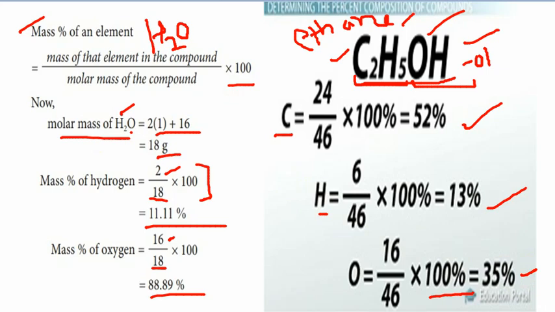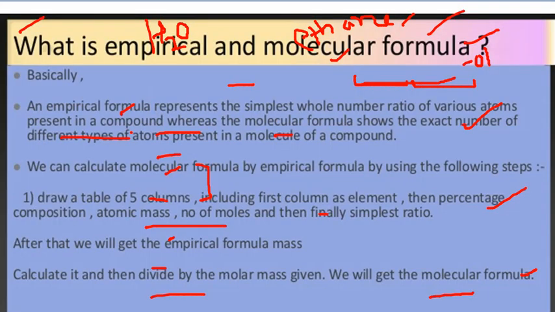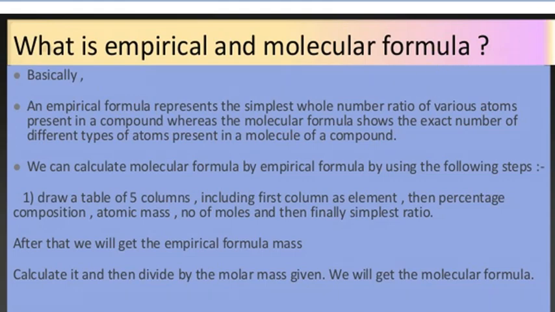Now next, in this slide I have written here what is empirical and molecular formula. Sometime in the numerical may ask related to this one in 5 marks. Okay, so empirical formula and molecular formula. First of all, what is empirical and molecular formula? Basically, empirical formula represents the simplest whole ratio of the various atom present in a compound.